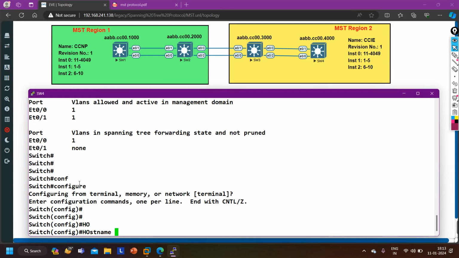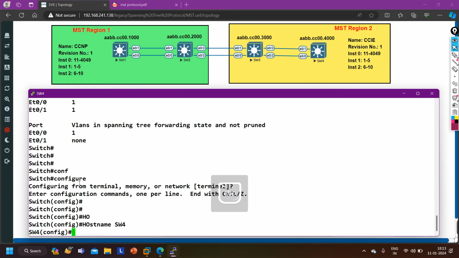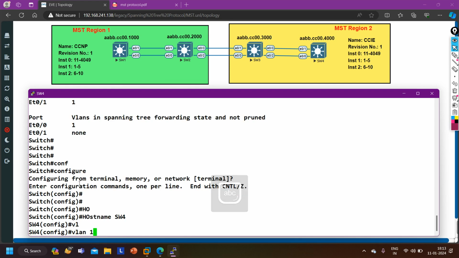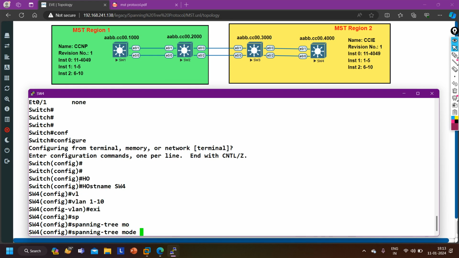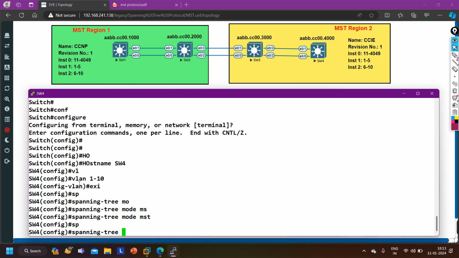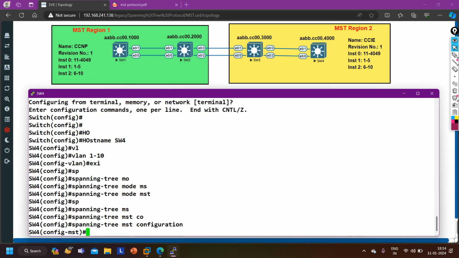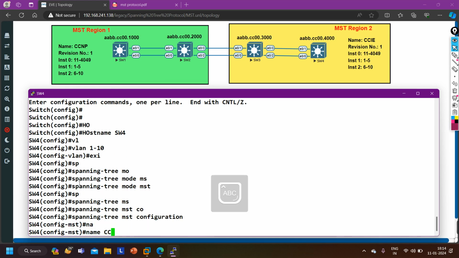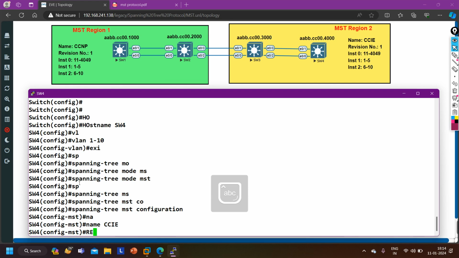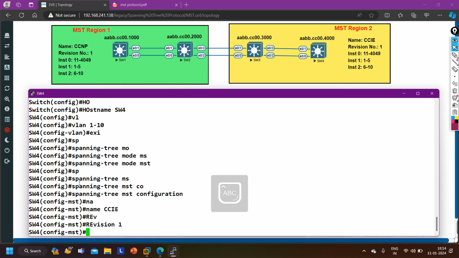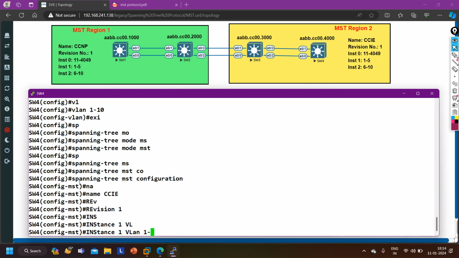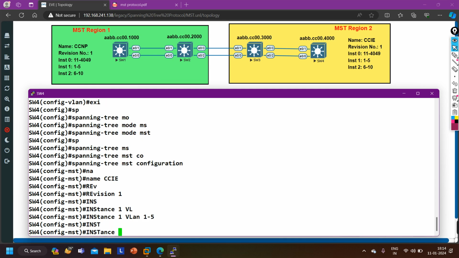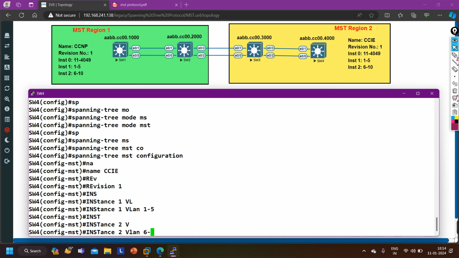Now here, host name switch 4, and then I am going to first create VLAN 1 to 10 over here, and then spanning-tree mode MST, then spanning-tree MST configuration. Here I am going to set the name ccie, revision number 1, and then instance 1 mapped to VLAN 1 to 5, then instance 2 mapped to VLAN 6 to 10.